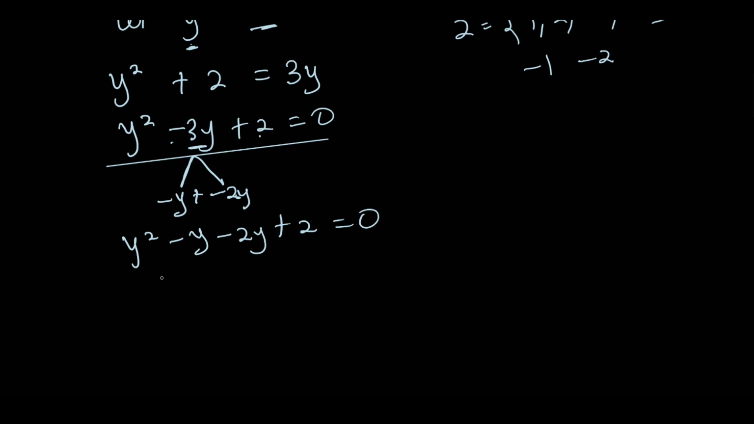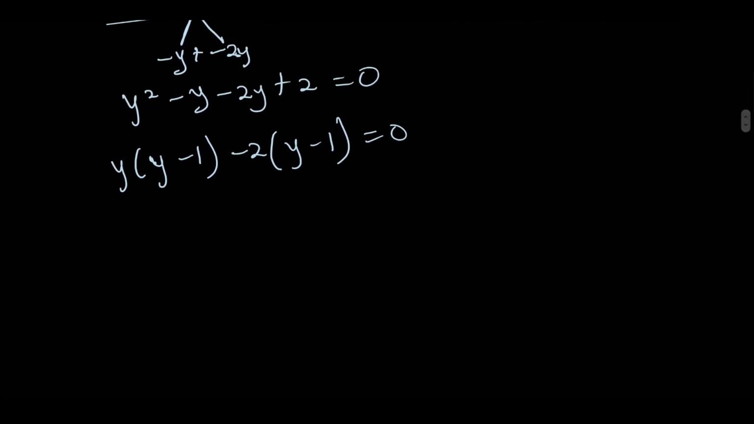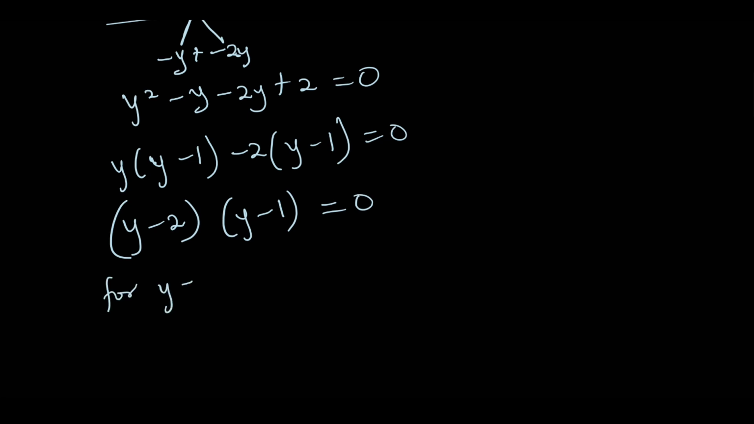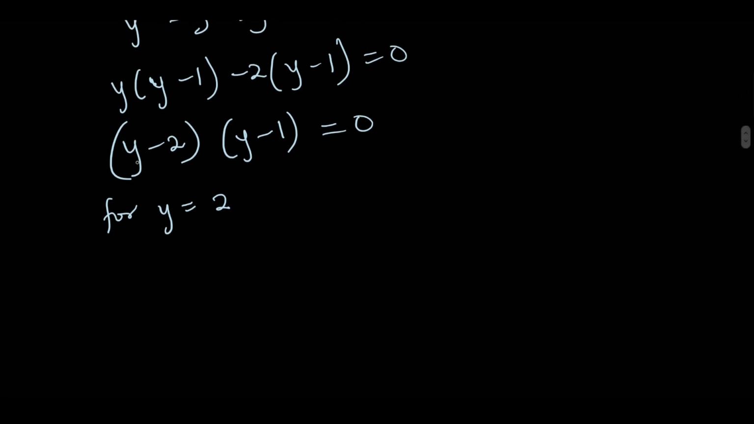factorize. So we can factor y. We have y into bracket y minus 1, and then negative 2 into bracket y minus 1 equals 0. So we now have y minus 2 and then y minus 1 equals 0. So for y equals 2, this becomes 0, so 2 minus 2 becomes 0. So we are left with y minus 1 equals 0, which is going to give us y equals 1.